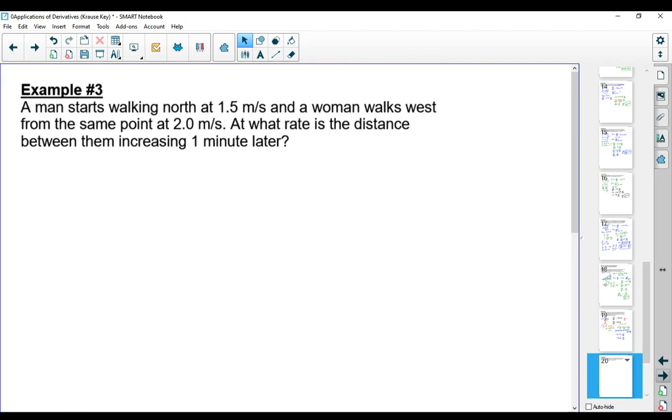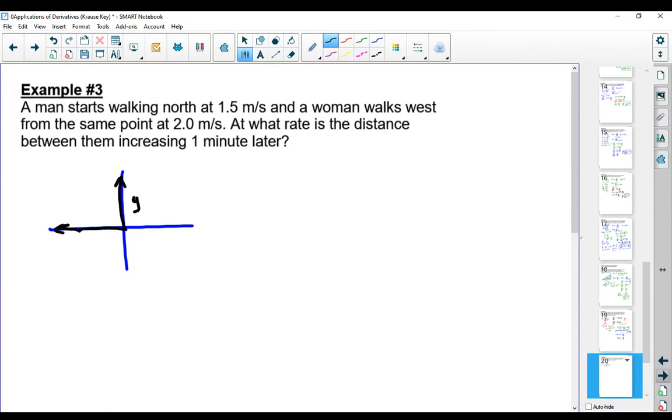All right, so we'll do another Pythagorean theorem question. A man starts walking north at 1.5 meters per second, and a woman walks west from the same point at 2 meters per second. So here they're starting at the same point, and they're walking away from each other. So man starts walking north at 1.5 meters per second, so that's going to be y. And woman starts walking west at 2 meters per second, and that'll be our x.